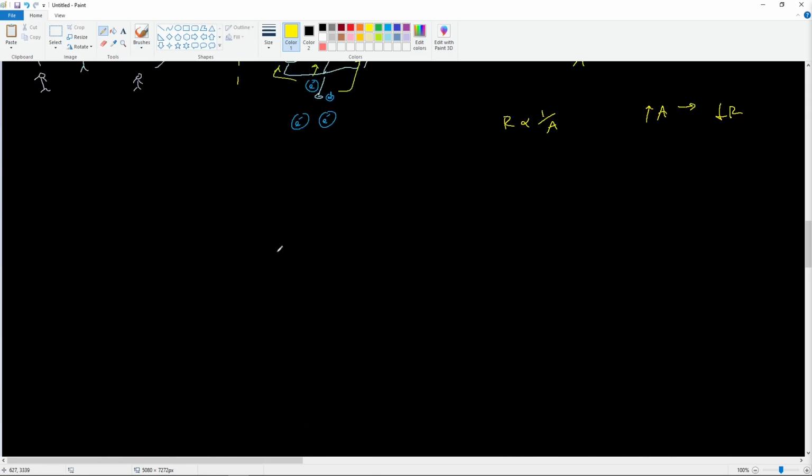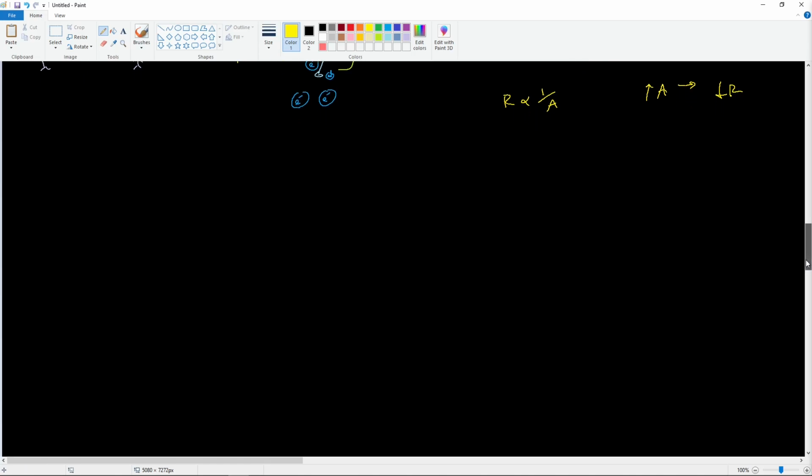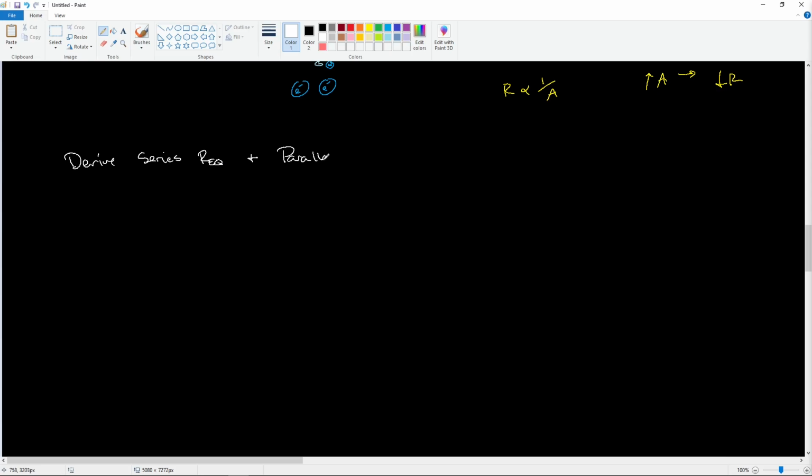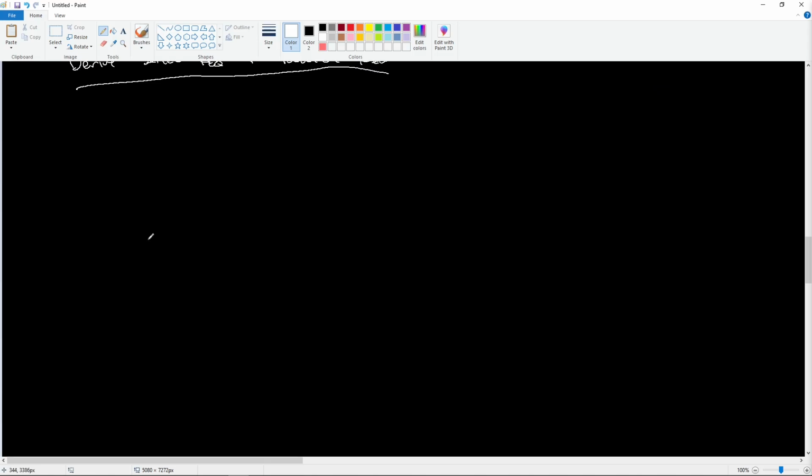Right, what we can do, and this is why last video I talked about KVL and KCL, we can derive the series equivalent resistance and the parallel equivalent resistance.